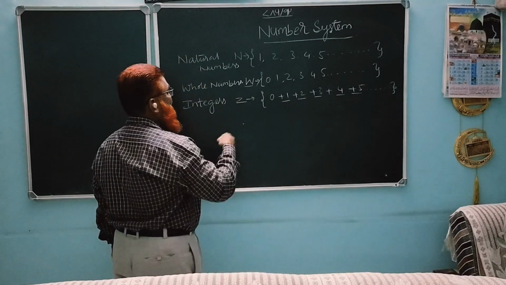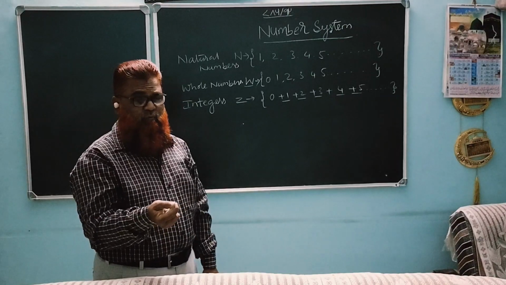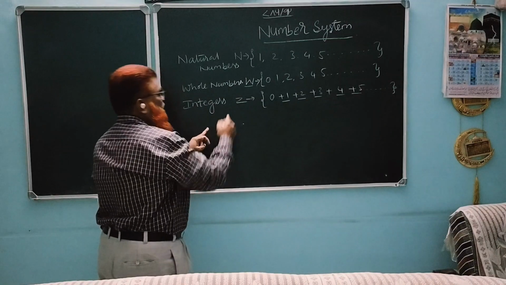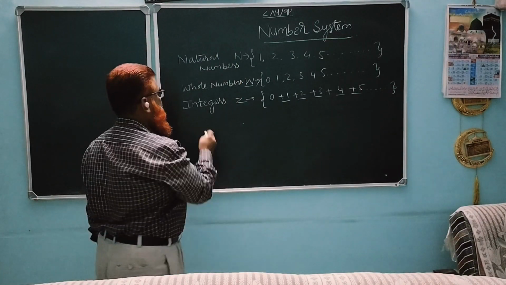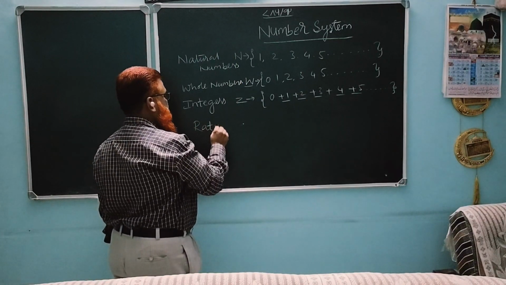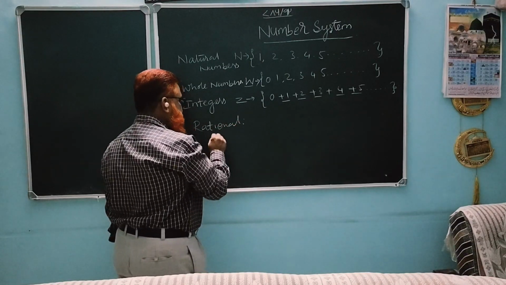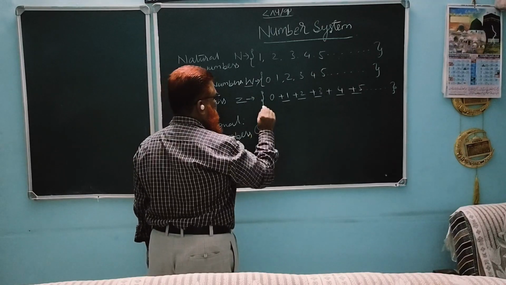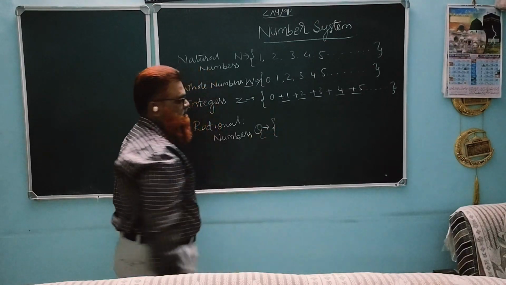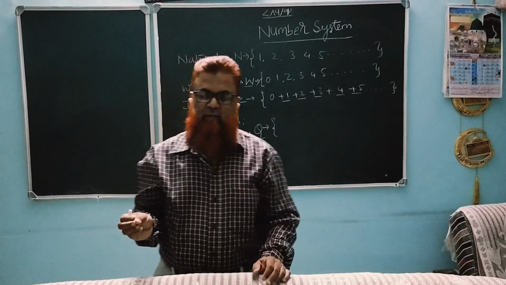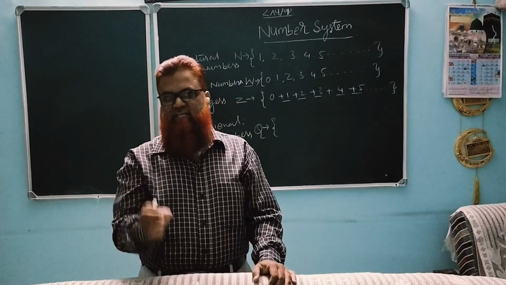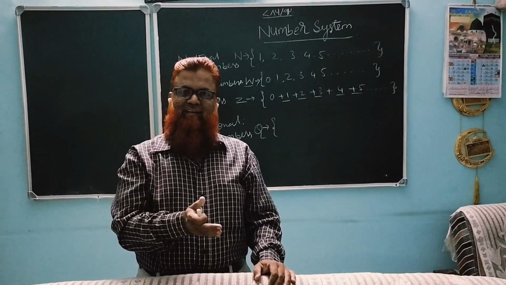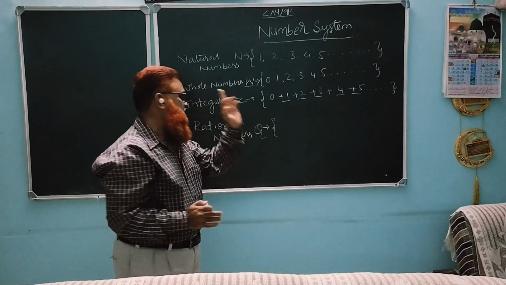Now come to the next very important set, which we may say is the main set for almost all these subsets. What is that? Rational numbers. It is denoted with Q, because in mathematics systematically we denote and represent the sets: natural numbers N, whole numbers W, integers Z, and the rational numbers with Q.